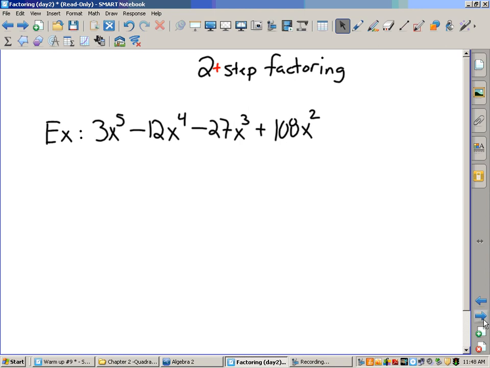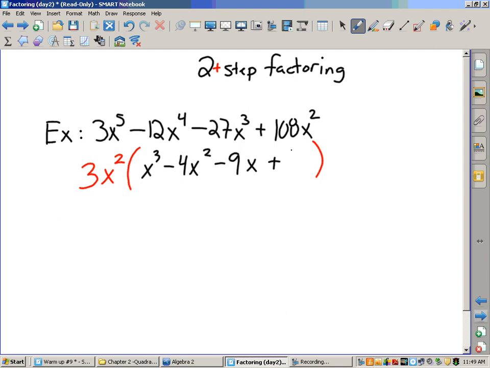GCF. You see something like this. Before you start crying, you're going to want to find out GCF. There's a lot of power in it. And I think I see at least a 3x squared on that thing, right? Okay, so there's our first factor. That's going to give me x cubed minus 4x squared minus 9x plus 36. Done. All right. You're done. You're in my 4-term class. Okay, you're right.